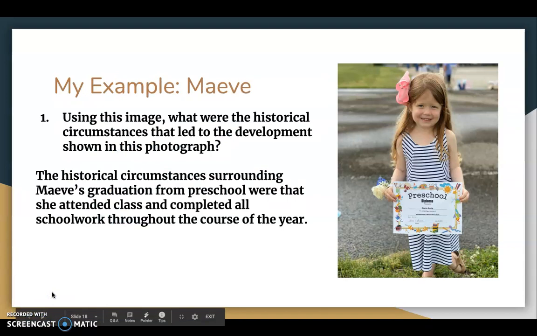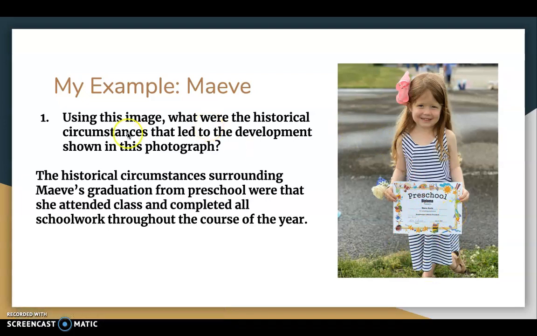So this is one I created. This is my daughter, Maeve, and this is my stimulus, a picture of my daughter. And remember, let's look for some clues in the picture. She's dressed up. She is holding a diploma that says preschool diploma. This is from a few weeks ago. So this was at her preschool graduation.